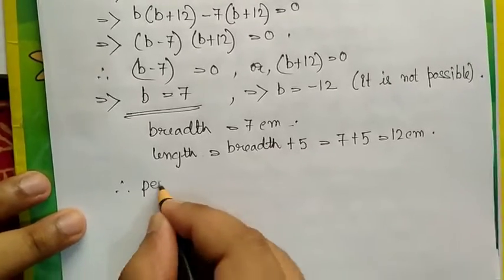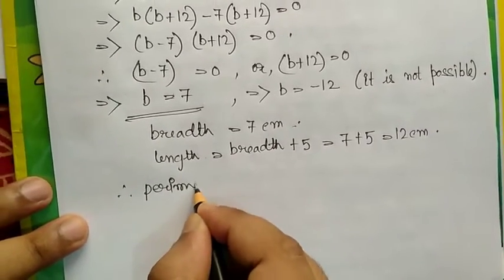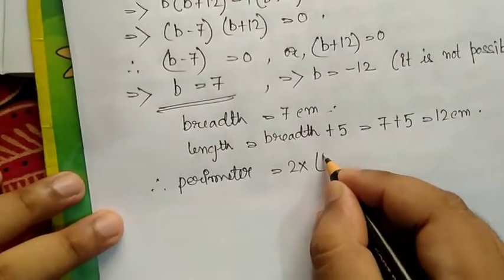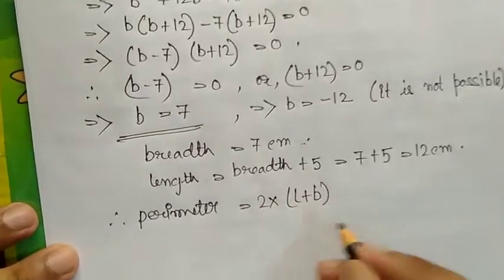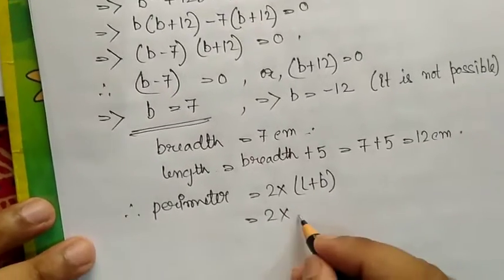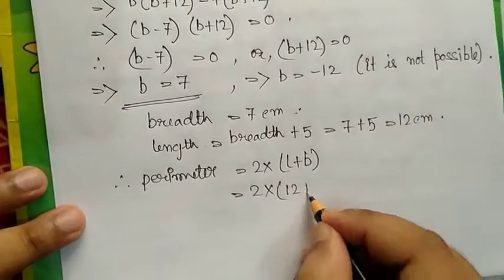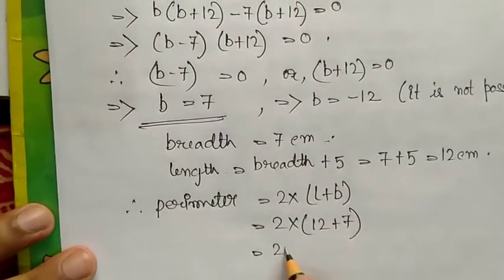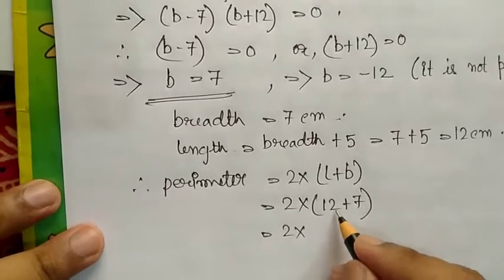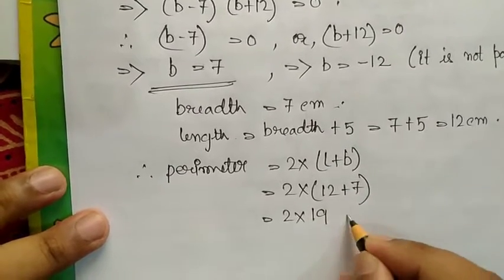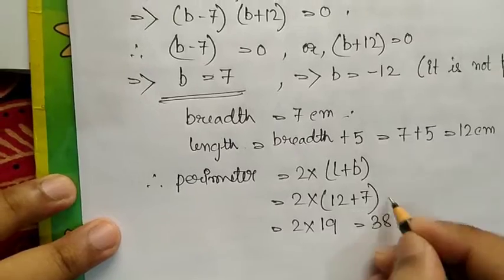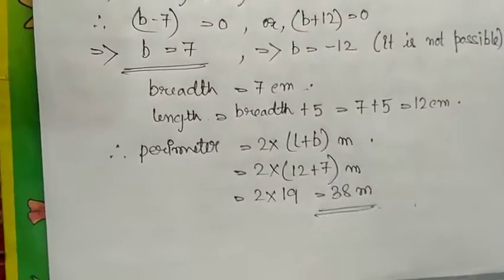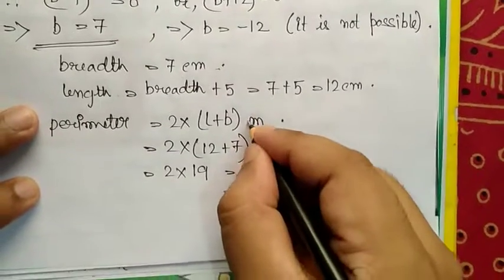Therefore perimeter equal to, what's the formula of the perimeter of a rectangle? Perimeter equal to 2 into (length plus breadth). So 2 into, length means 12 and breadth means 7. So 2 into 7 plus 12, 19, equal to 38 meter. So therefore the perimeter here is 38 meter. One more thing, this should be centimeter.